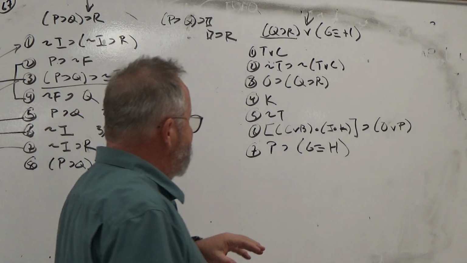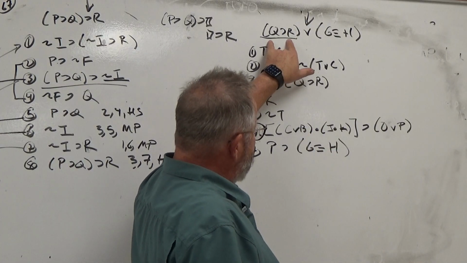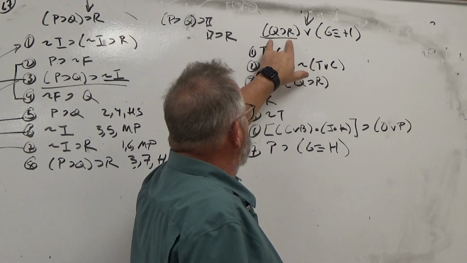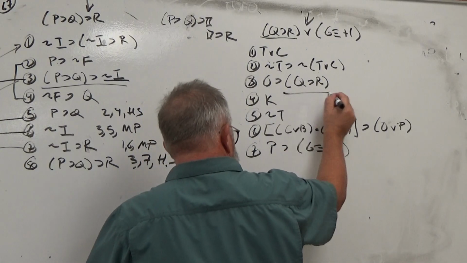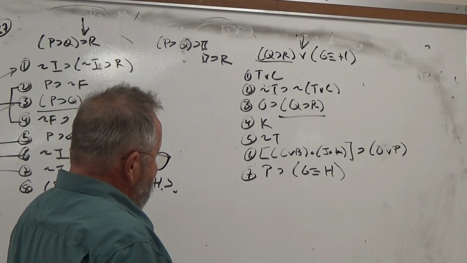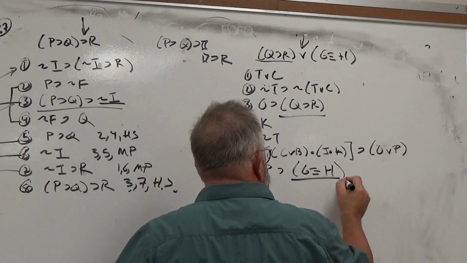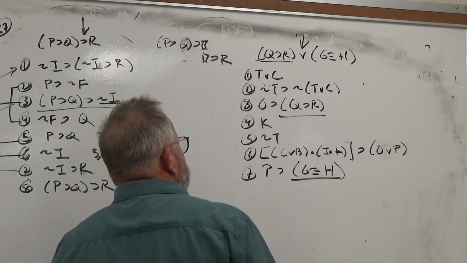And the hint that the constructive dilemma is there is to look for this and see if it's in a consequent of a conditional. Q then R. Boom, consequent of conditional. Now let me look for G, if and only if H. G, if and only if H. Boom, right there, in the consequent of a conditional.